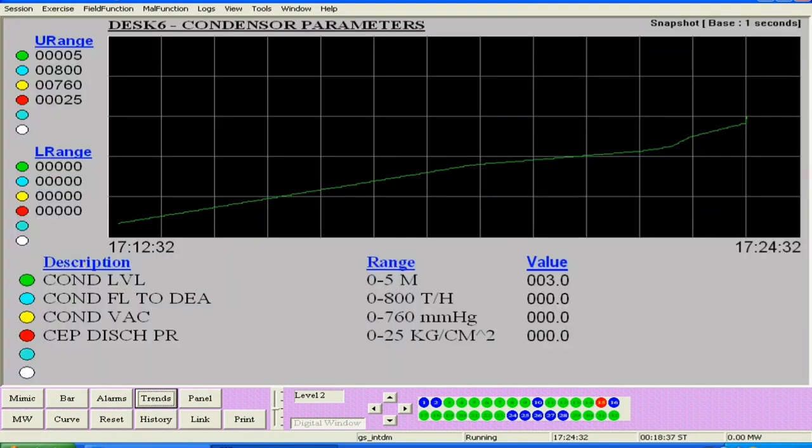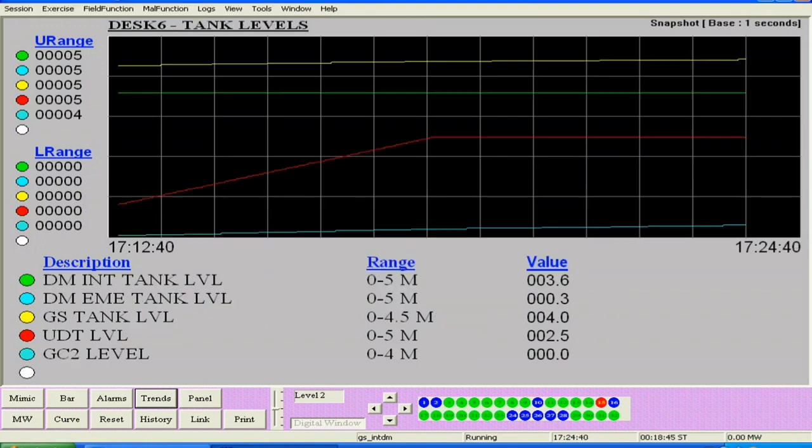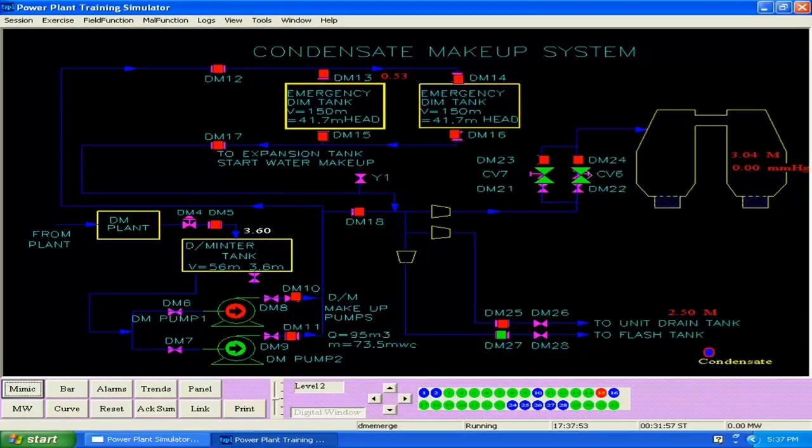The DM intermediate tank will be continuously filled as the pump is running continuously, and when no water is required anywhere, the DM emergency tank will be filled up. So here you will see we have achieved the DM intermediate tank at 3.6, emergency tank level 0.3, GS tank level 4 and UDT level 2.5. These levels are sufficient for starting the condensate system.